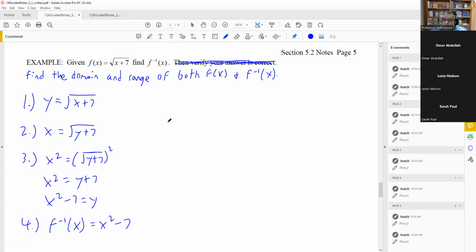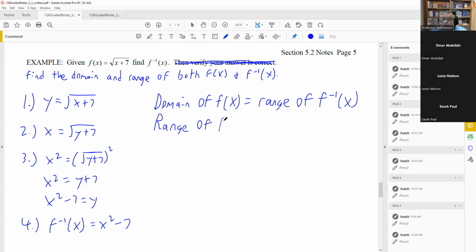Okay, so here's something important that I'm going to write down here. The domain of f of x is equal to the range of the inverse. Likewise, the range of the original function, f of x, is equal to the domain of the inverse.